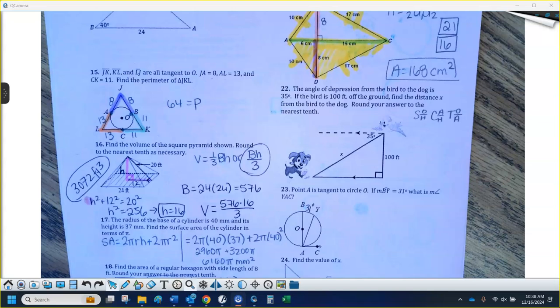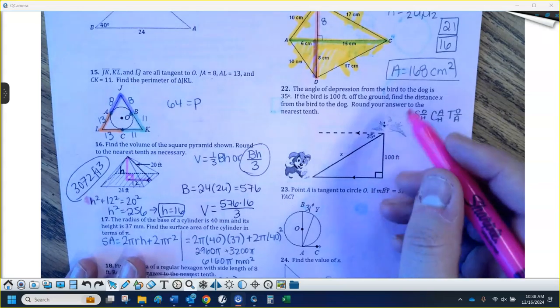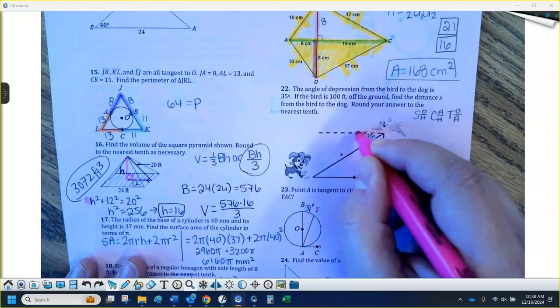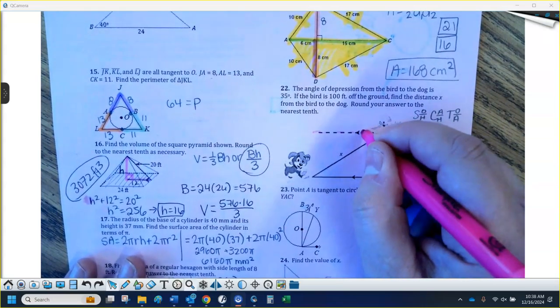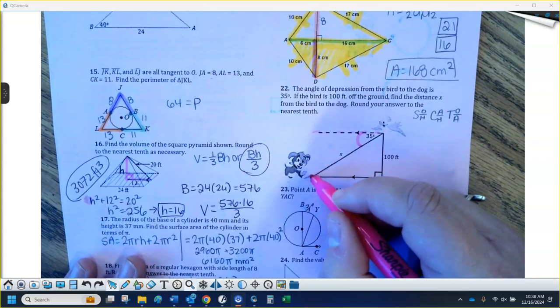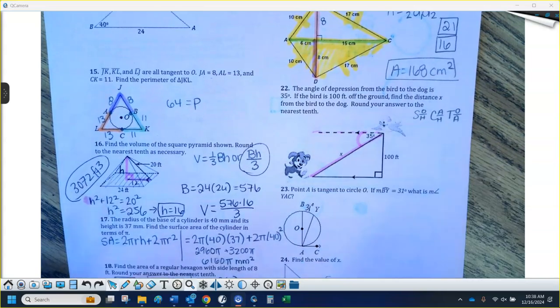It says the angle of depression, and it's kind of hard to see on the diagram here, but there's a little bird up here. So if the bird were to look straight ahead and then curve their eyes down to look at the dog, the angle of depression is 35 degrees. The problem with that is it's not inside the right triangle that we have drawn there.